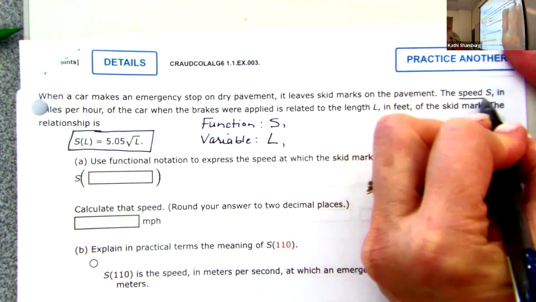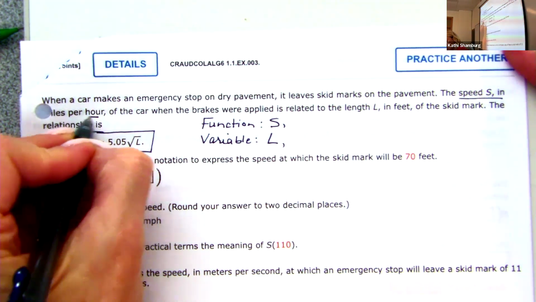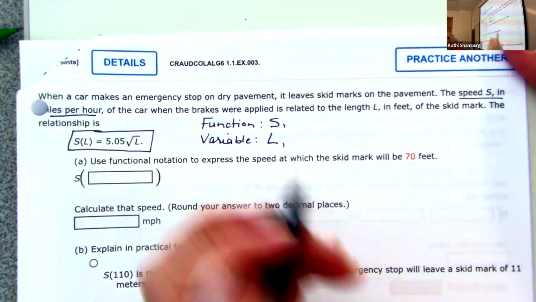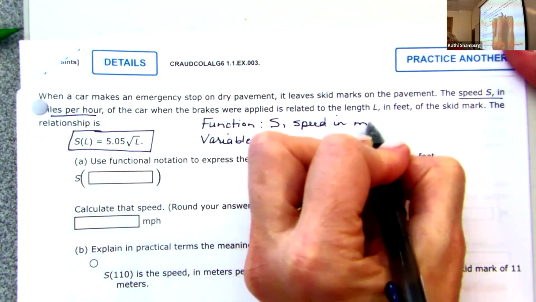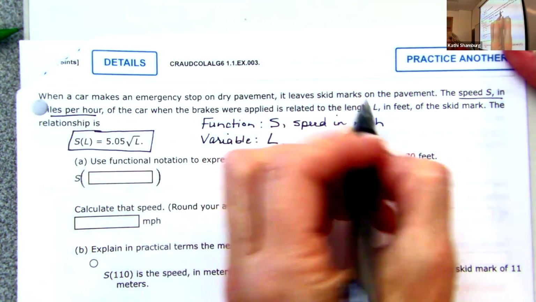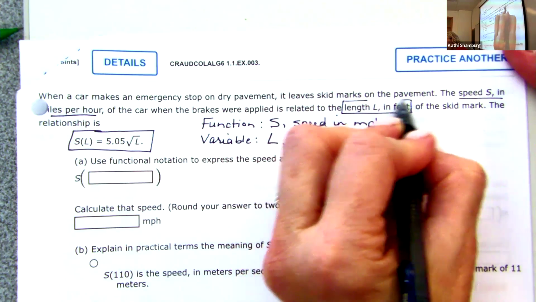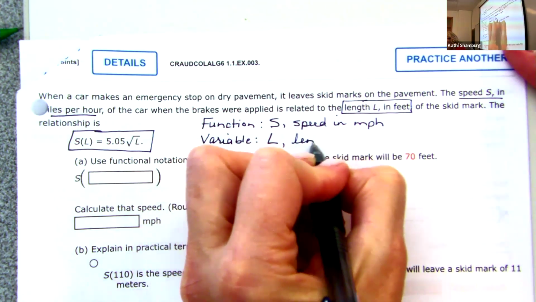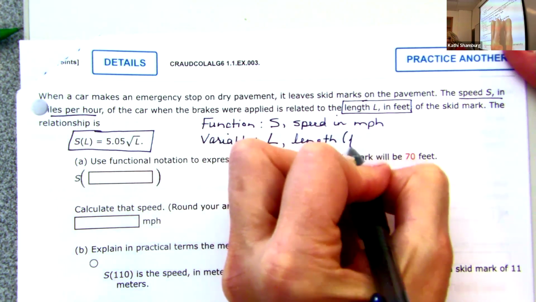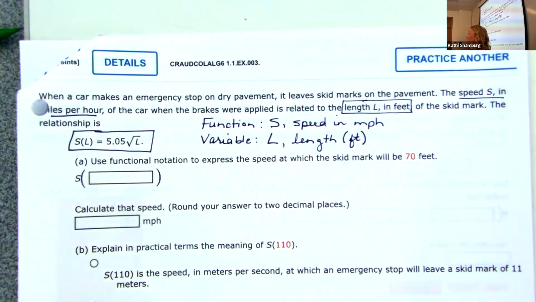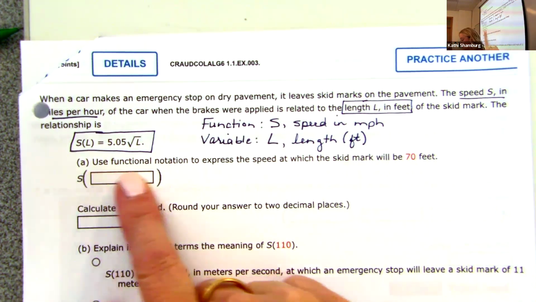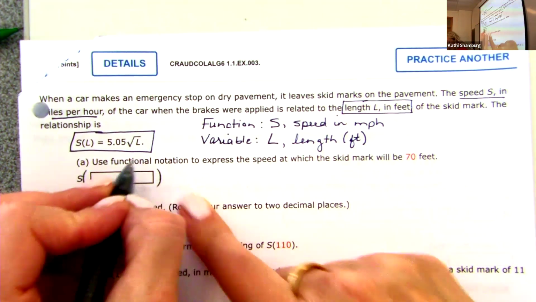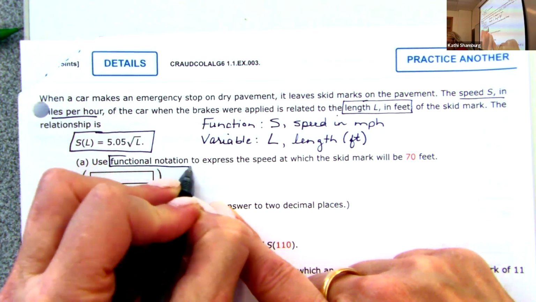So right here, S is speed in miles per hour. Write that. Here, L is length in feet. Okay, so now I'm starting to wrap my head around what it's asking and talking about. Okay, so A says use functional notation. So again, it's just asking me for functional notation.